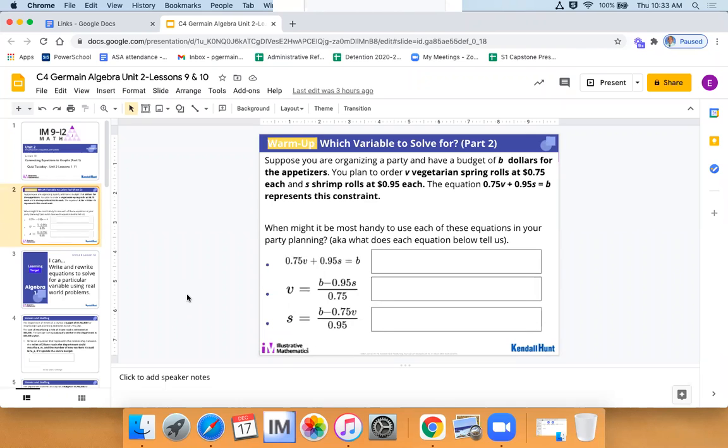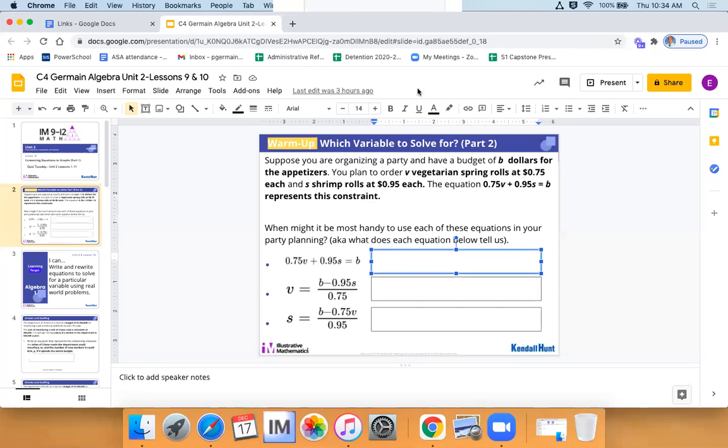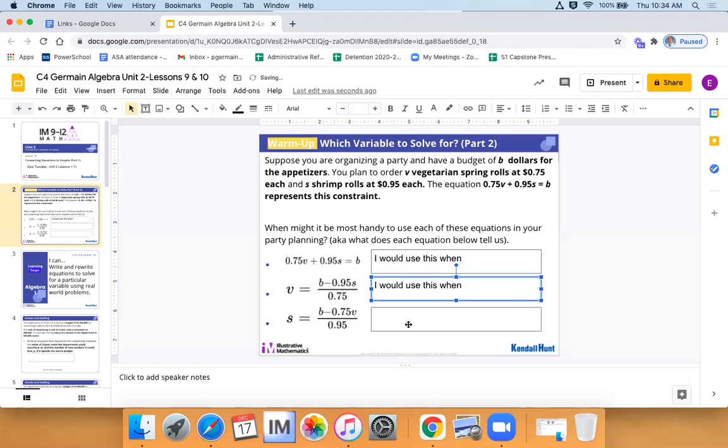Awesome. We're taking another 30 seconds for each of these to decide when you would use each of these equations. What does each of these isolated variables represent? And then when would you use it? Okay, I'm going to pull up the chat and let's take a look at what people are thinking for when we would use each one of these.